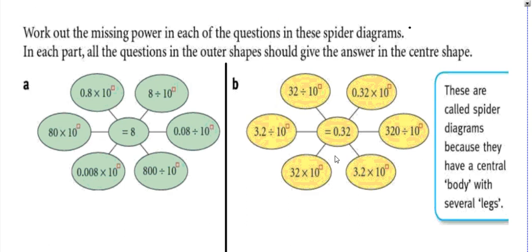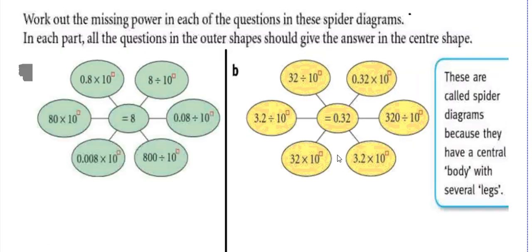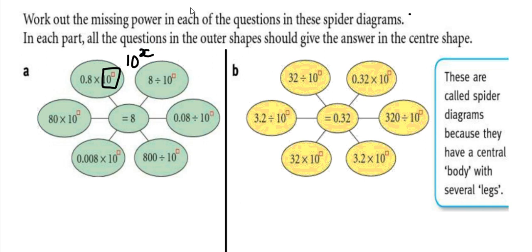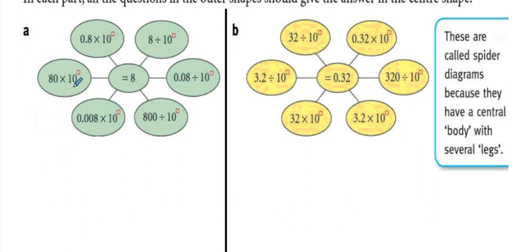Right, let us start. Work out the missing power. Now this time we don't know the power. It is 10 to the power of unknown, call it x for example. So what do we do? The question is, work out the missing power in each of the questions in these spider diagrams. In each part, all the questions in the outer shape should give the answer in the center shape. Okay, let us see what it means. Let us try this.